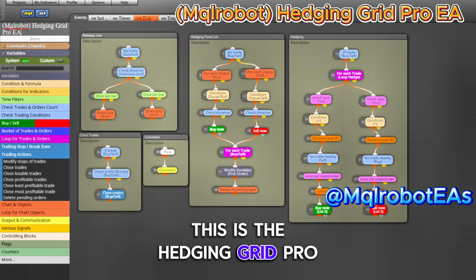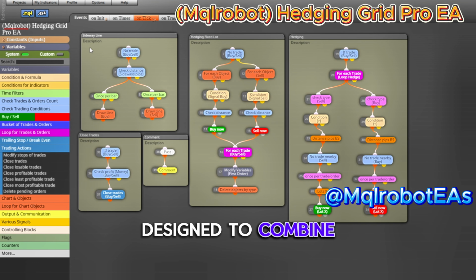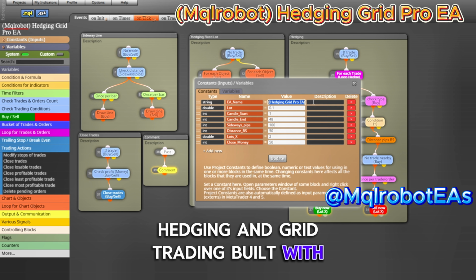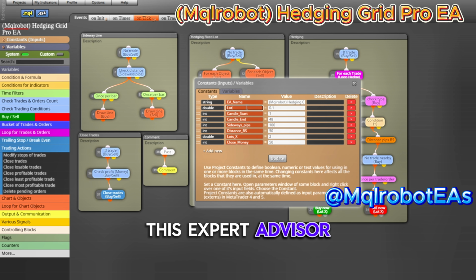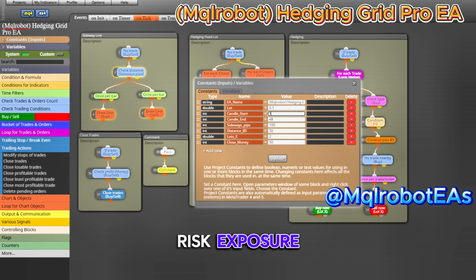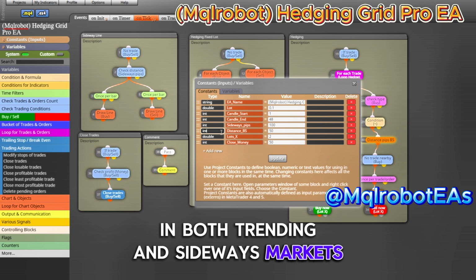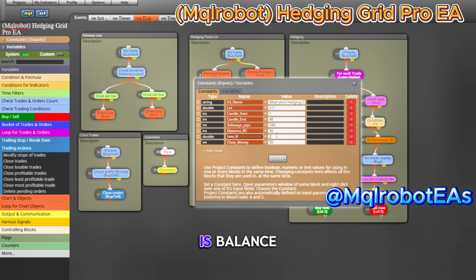This is the Hedging Grid Pro EA, designed to combine two powerful trading methods, hedging and grid trading. Built with FXdreema, this expert advisor focuses on minimizing risk exposure while creating opportunities in both trending and sideways markets. The core idea of this EA is balance.